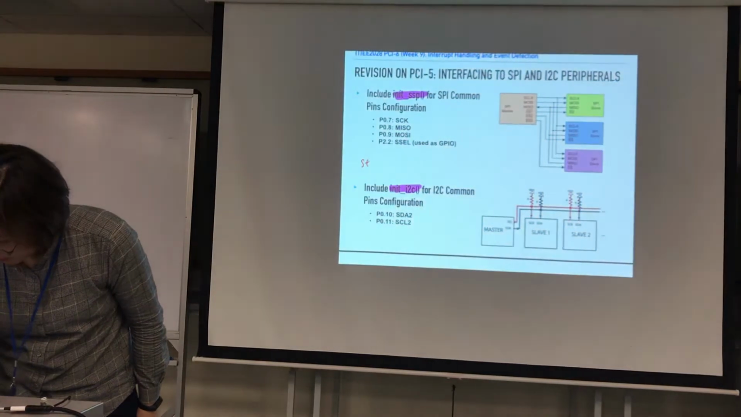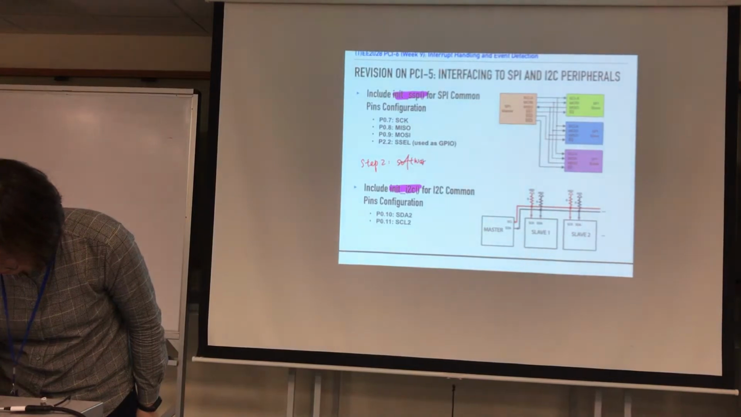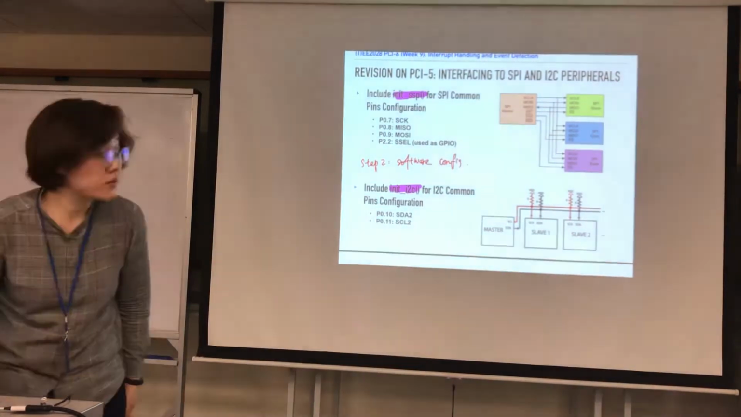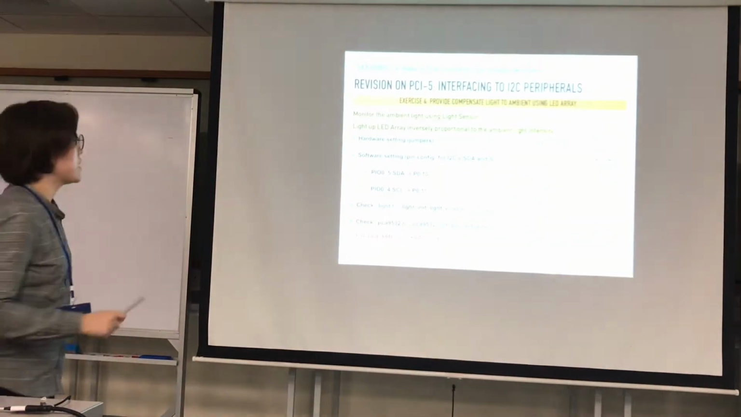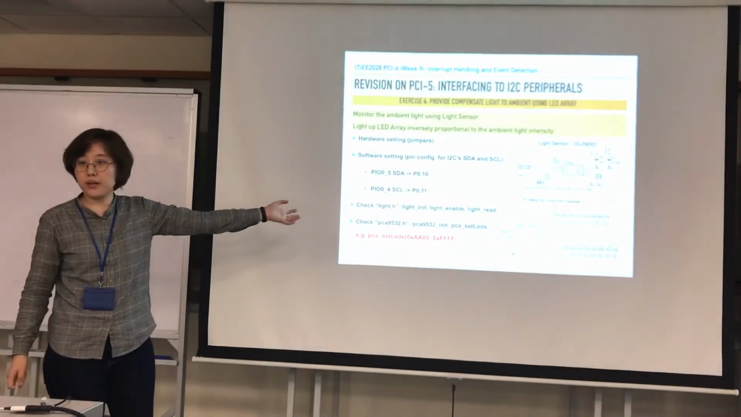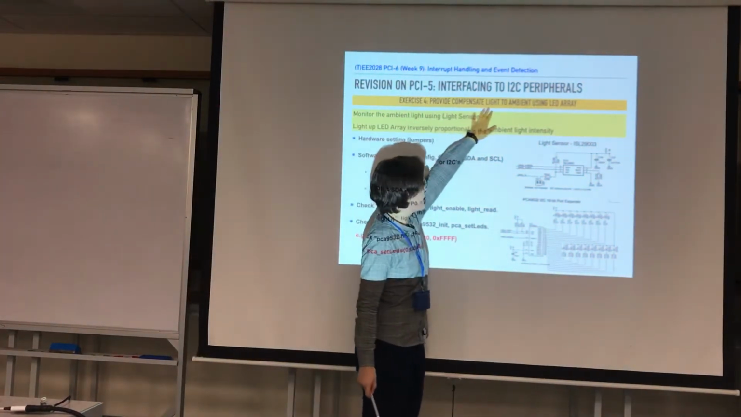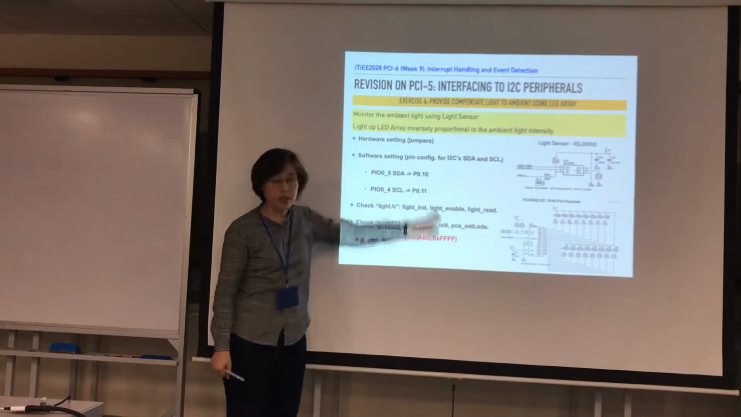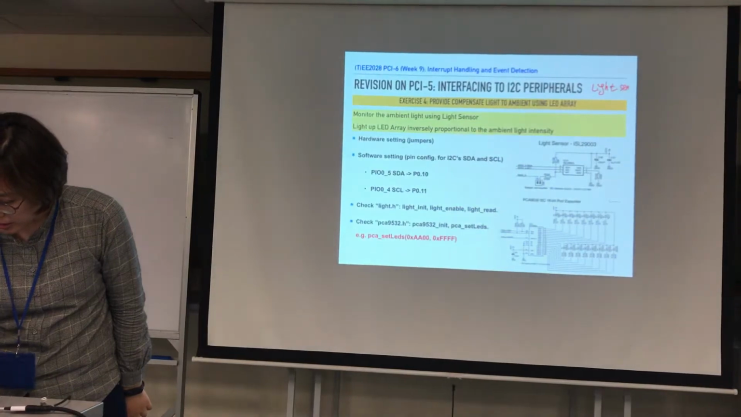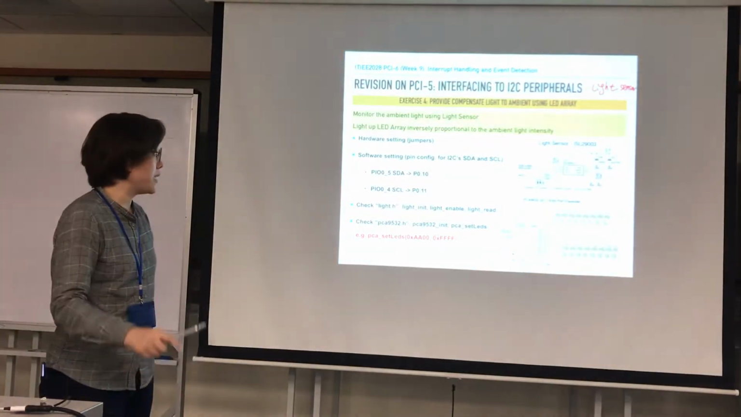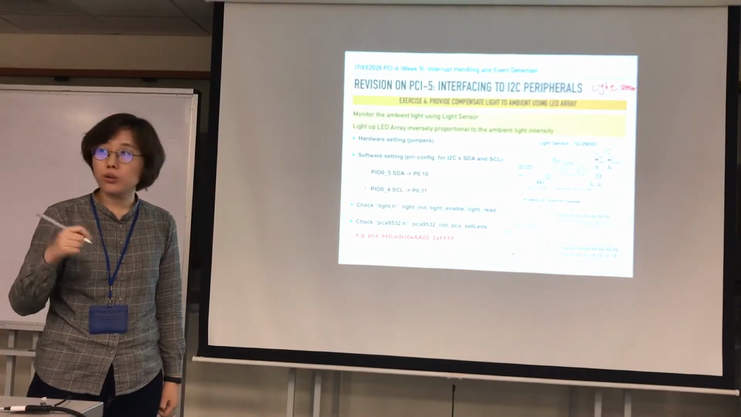So step 2, software configuration. Then this is the exercise I left to you last week. I want you to provide composite light to ambient using an LED array. It means in this exercise you have 2 devices. You need the light sensor to tell you the light intensity of the ambient environment. That's the input you need to know first.